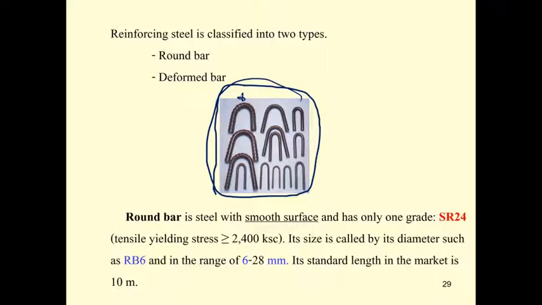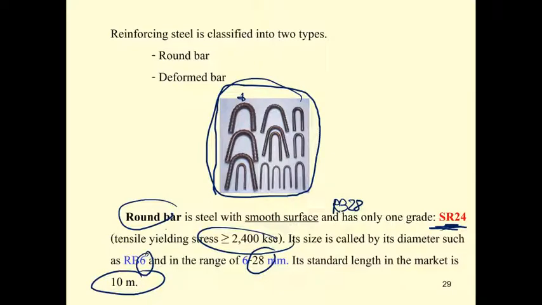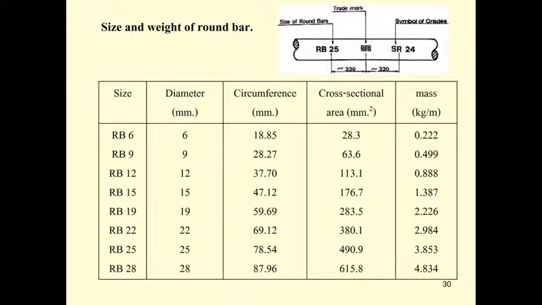The first one, the round bar, as I mentioned, is RB. Depending on the size, this RB6 is 6 millimeter. If it's 28 millimeter, it's going to be RB28, and it has only one grade of SR24. The tensile strength must be larger than 2,400. In the standard, they're going to sell us 10 meter lengths. It cannot be longer than that because it's hard to put into the truck or the three-wheeler. And then what we have is the table of this round bar.